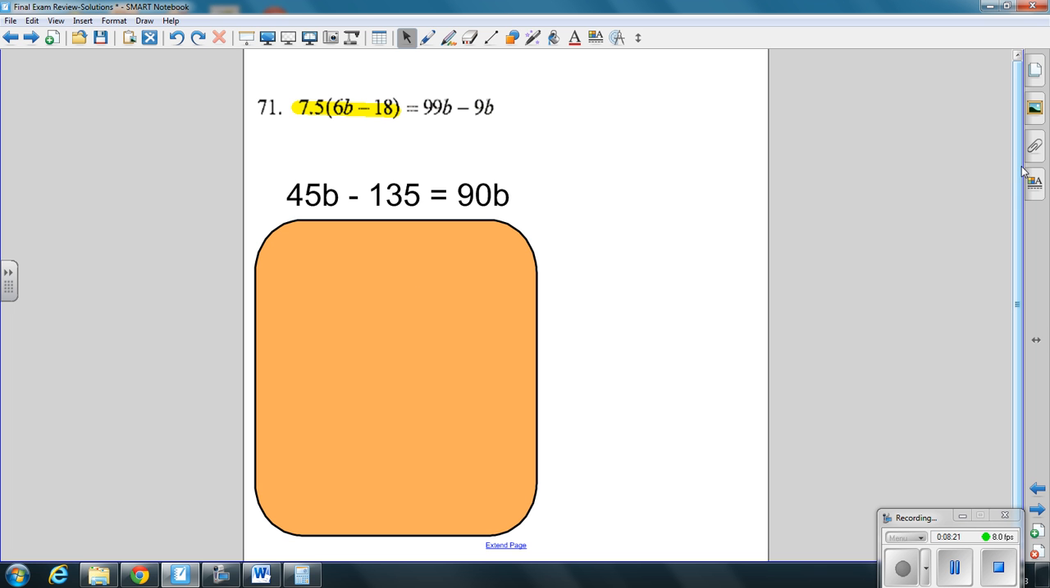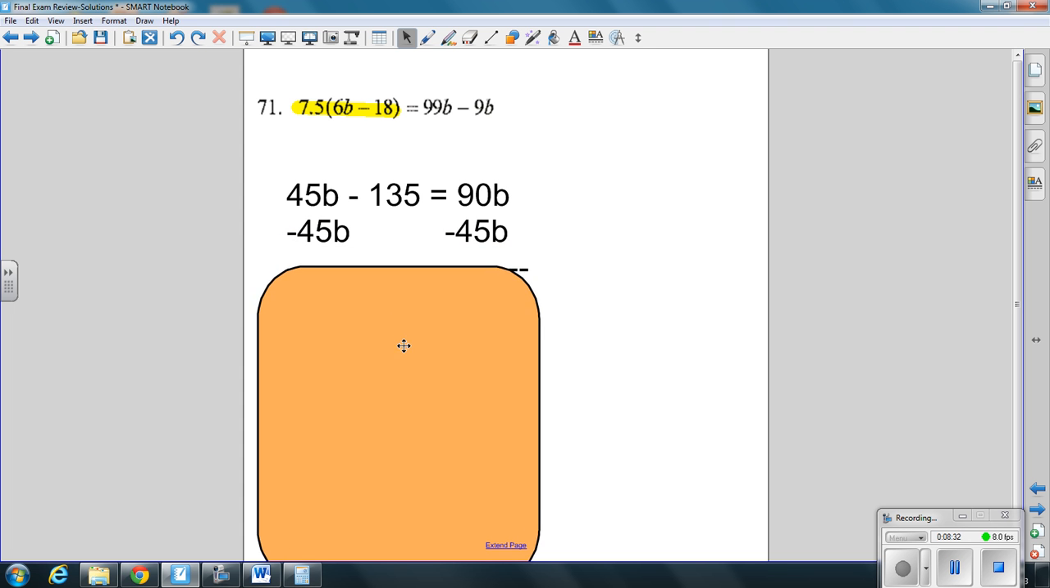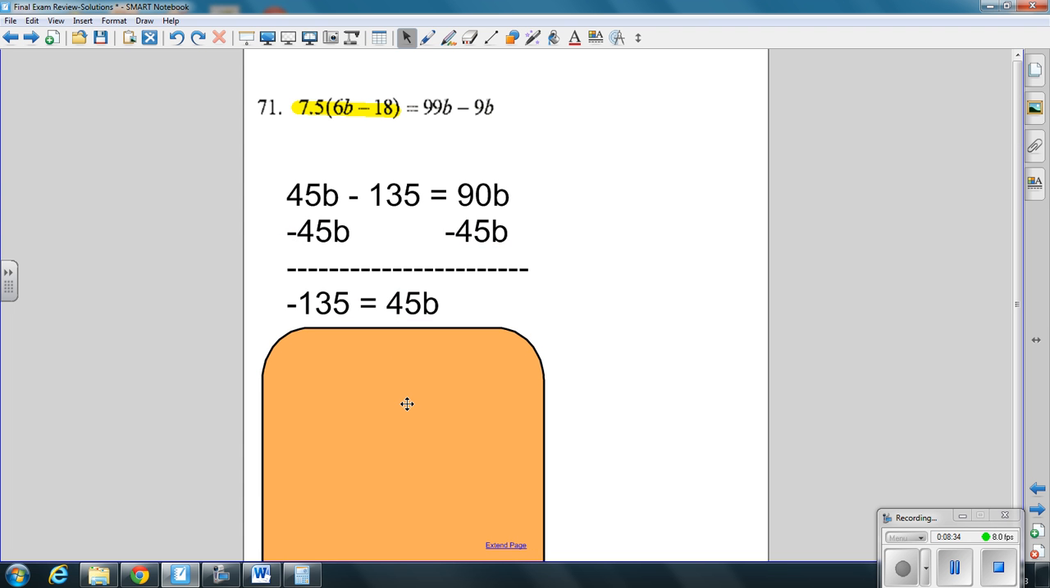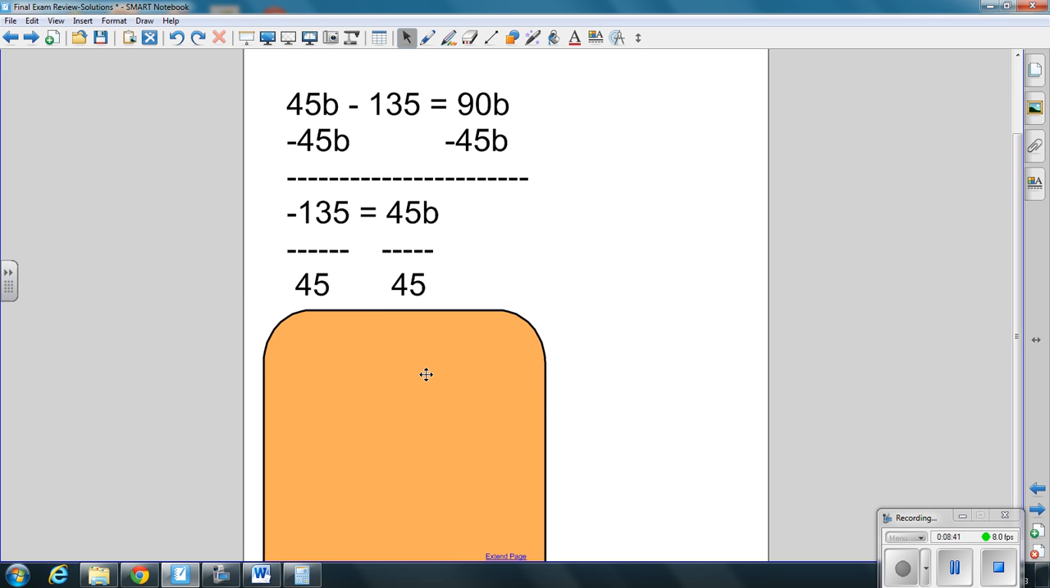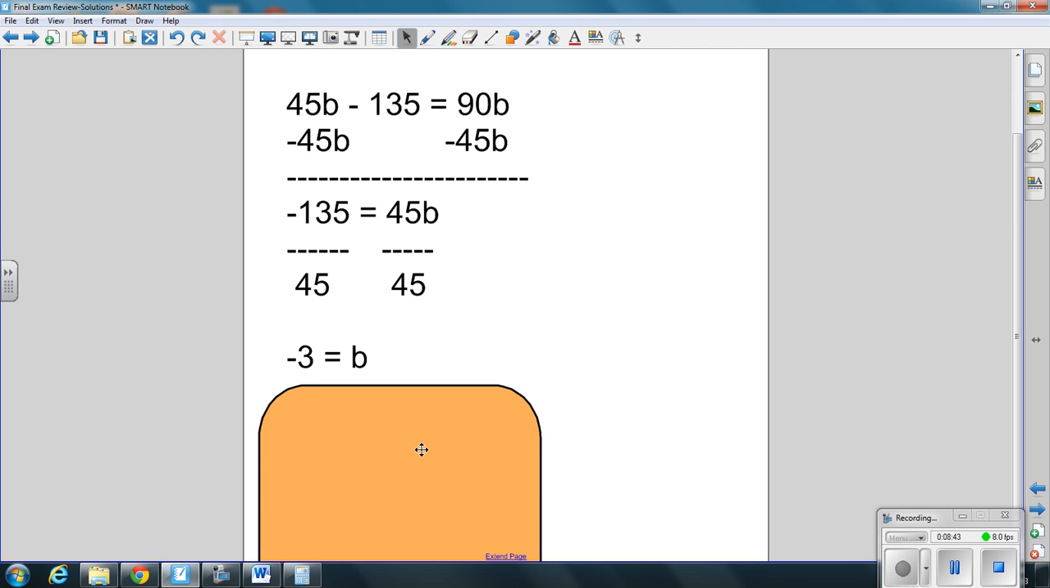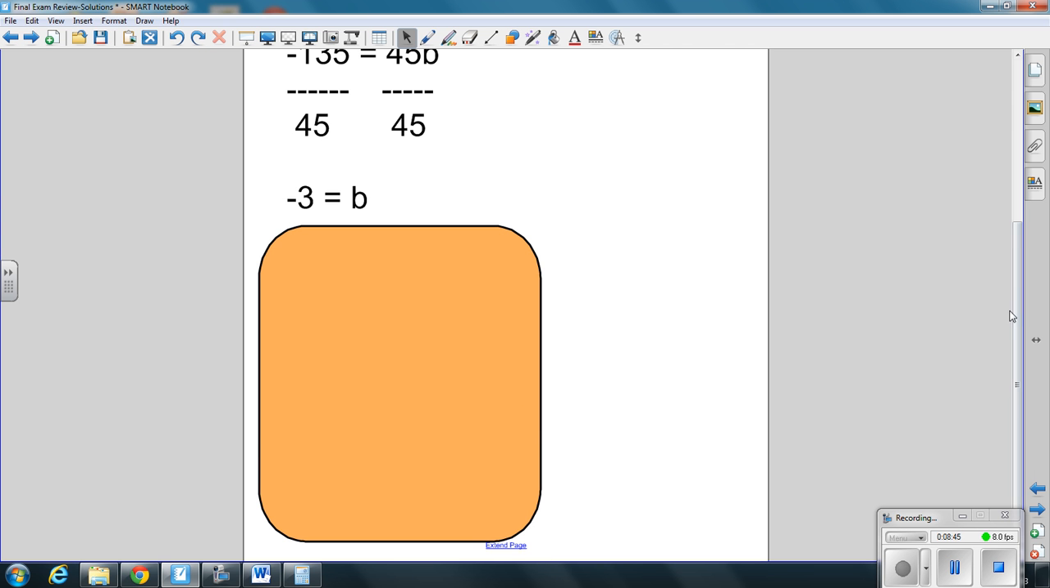If you notice, I have variables or coefficients on both sides. So I'm going to subtract 45 from both sides to get negative 135 equals 45b. Divide both sides by 45, and negative 3 equals b.